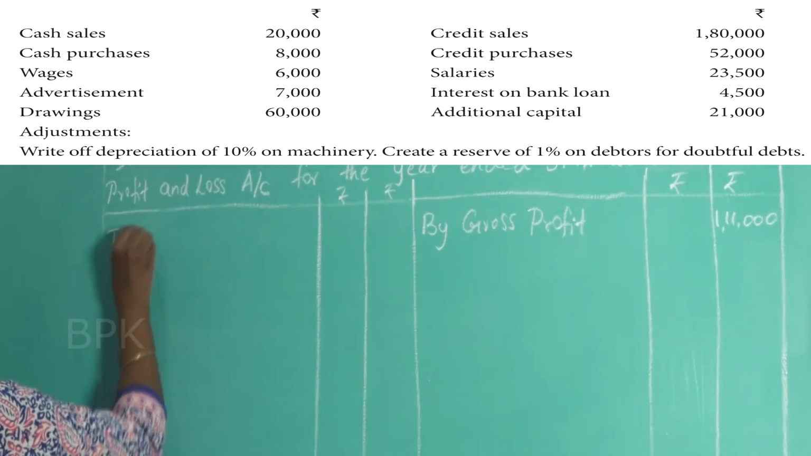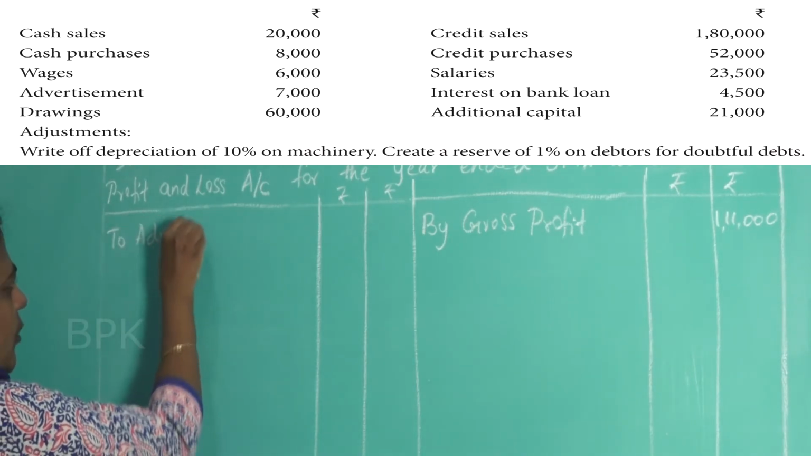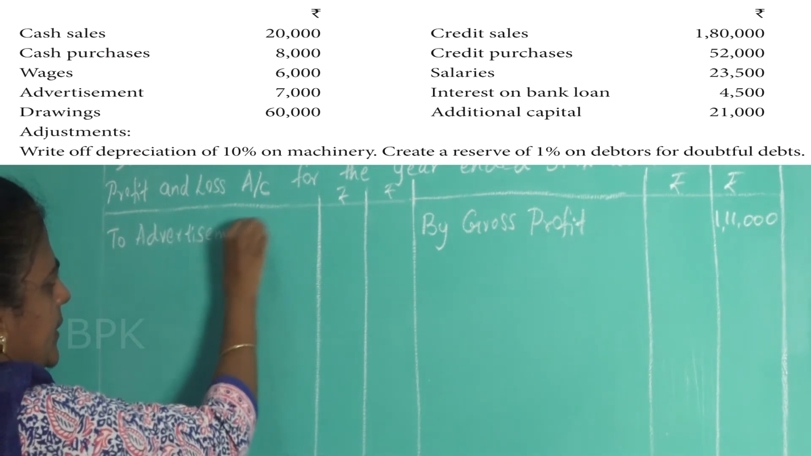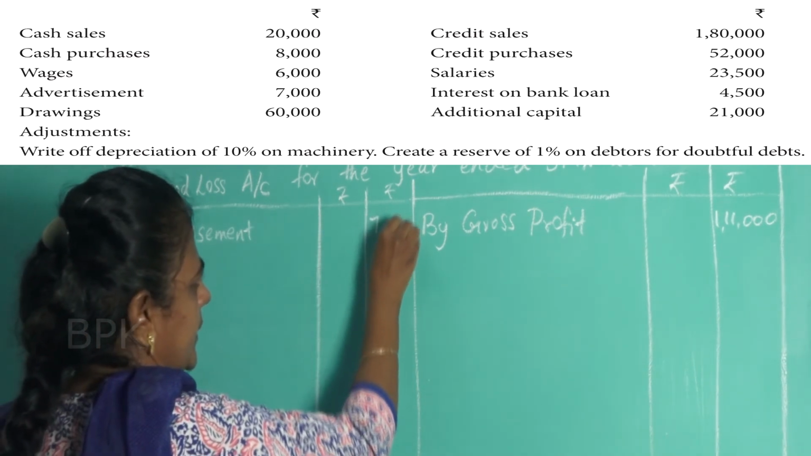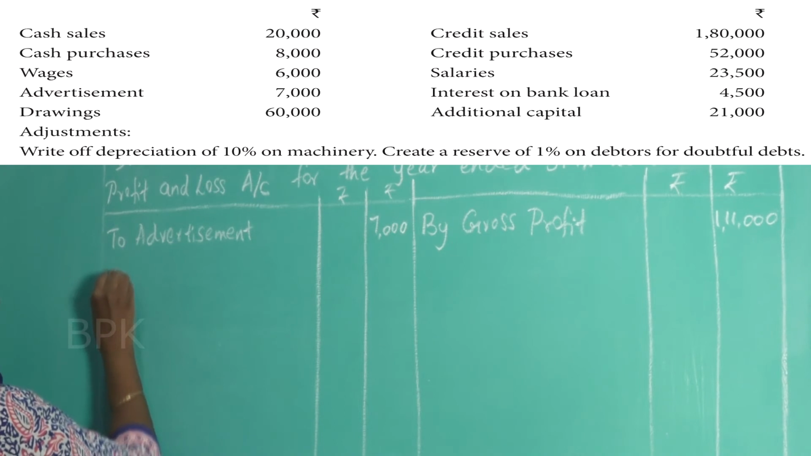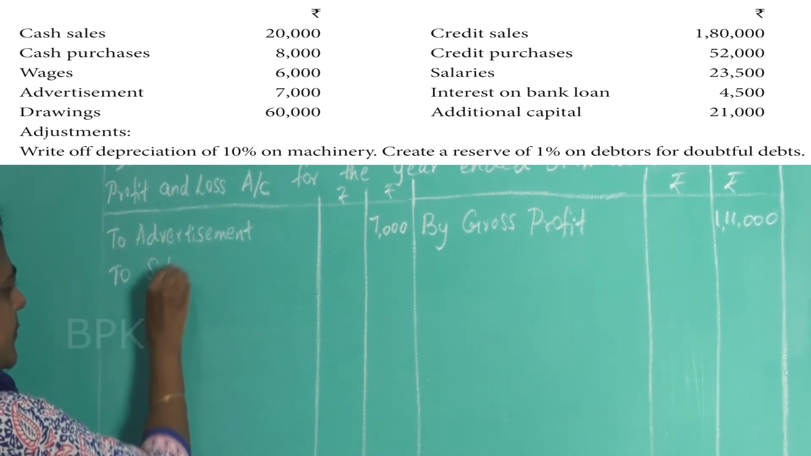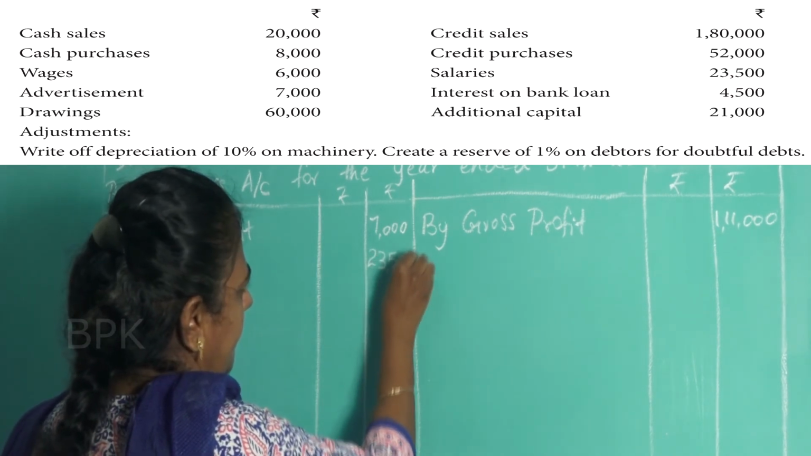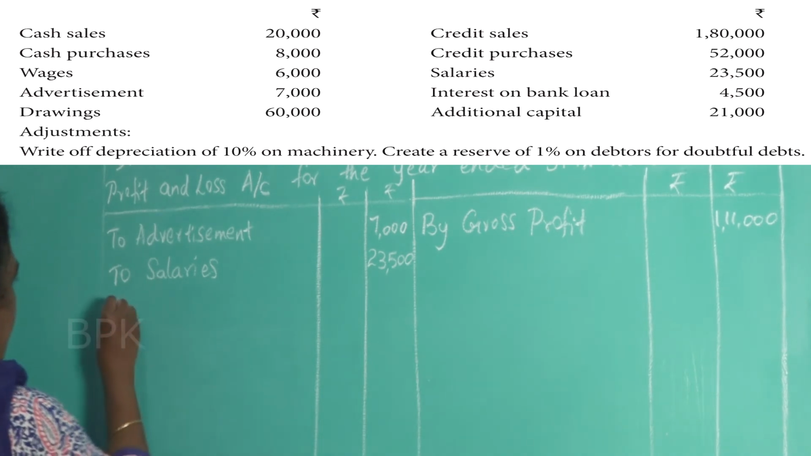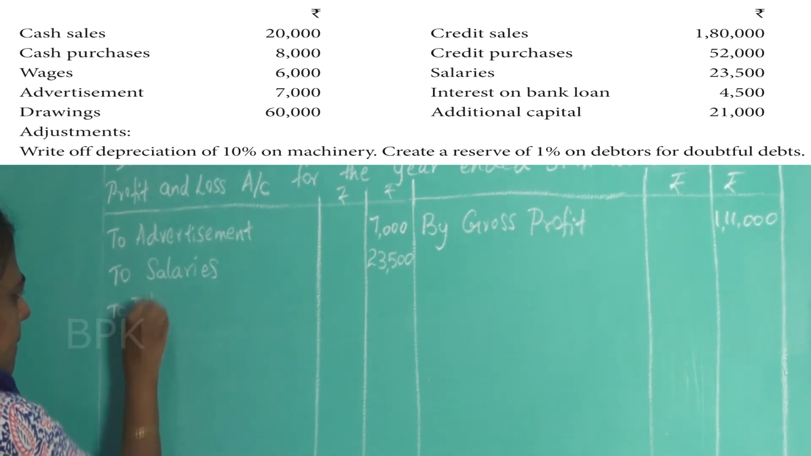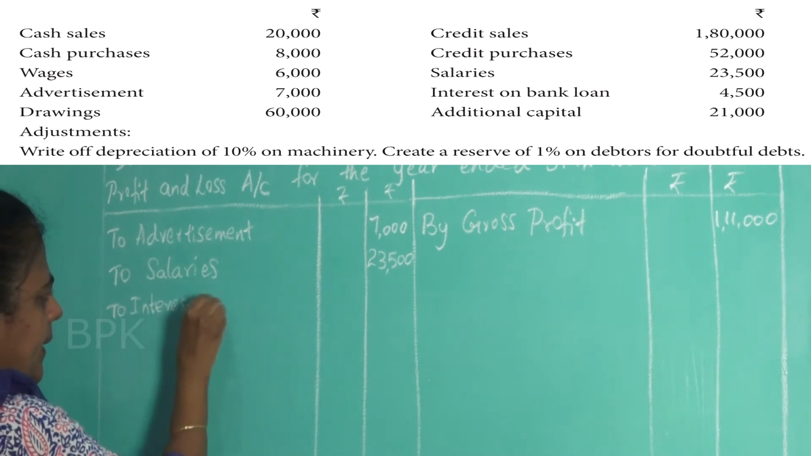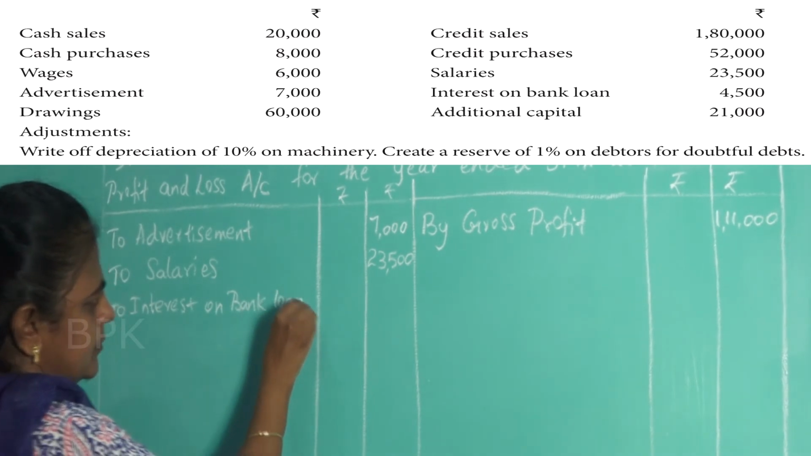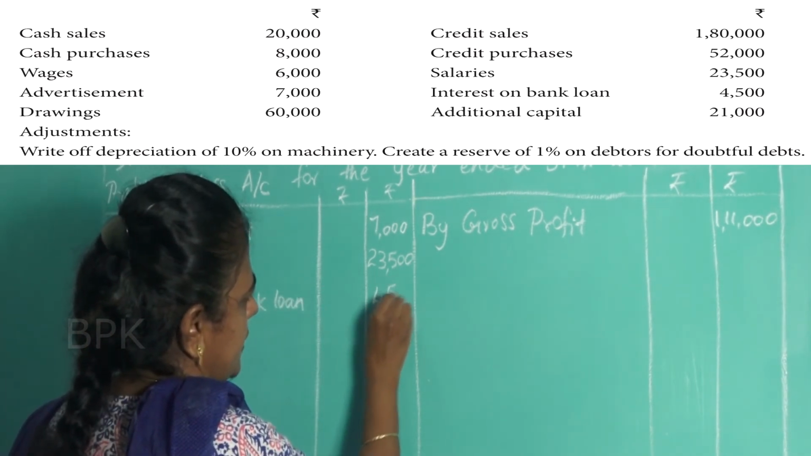The expenses on the debit side. So, advertisement, all these are administrative expenses. Advertisement 7,000, then salaries 23,500. After salaries, interest on bank loan, that is 4,500.